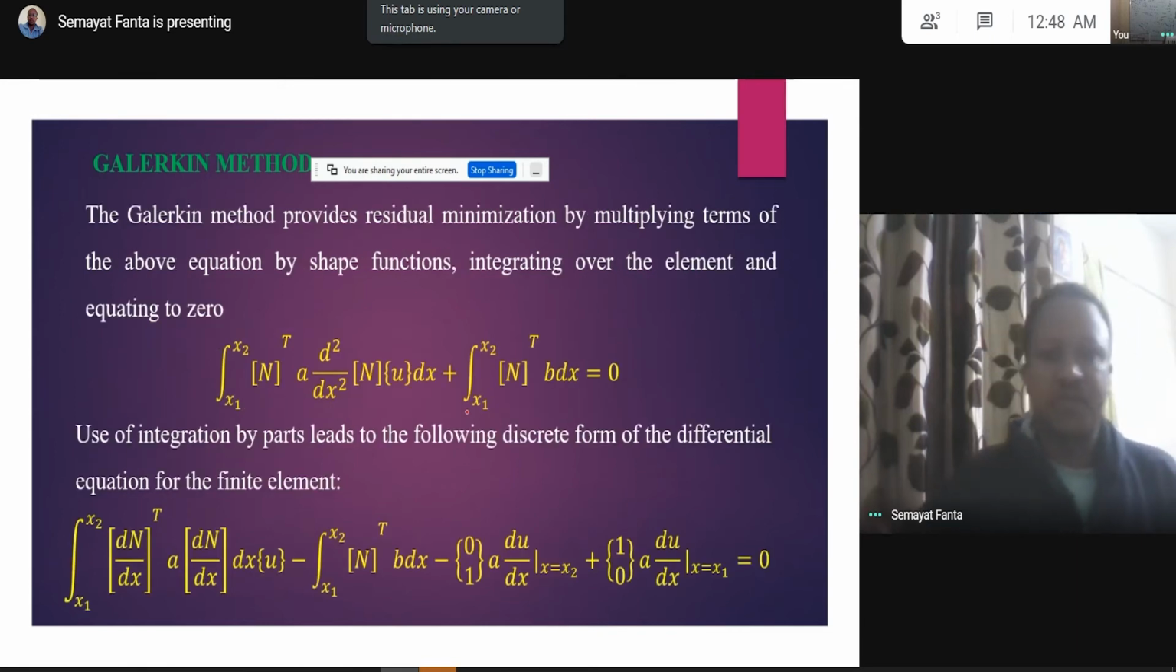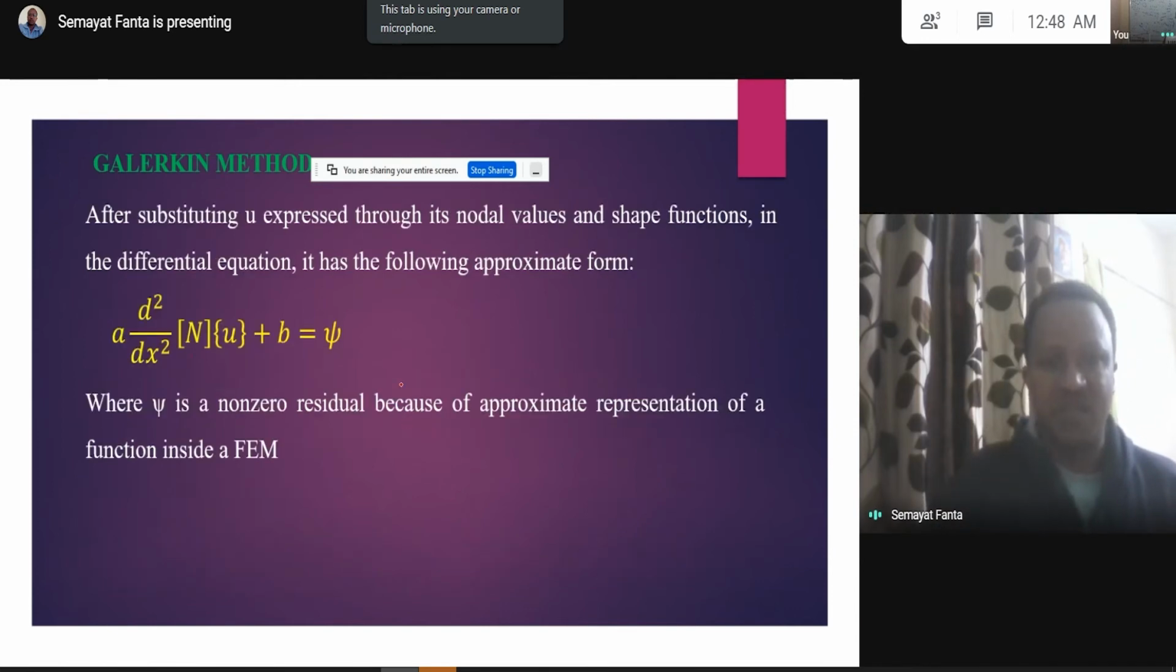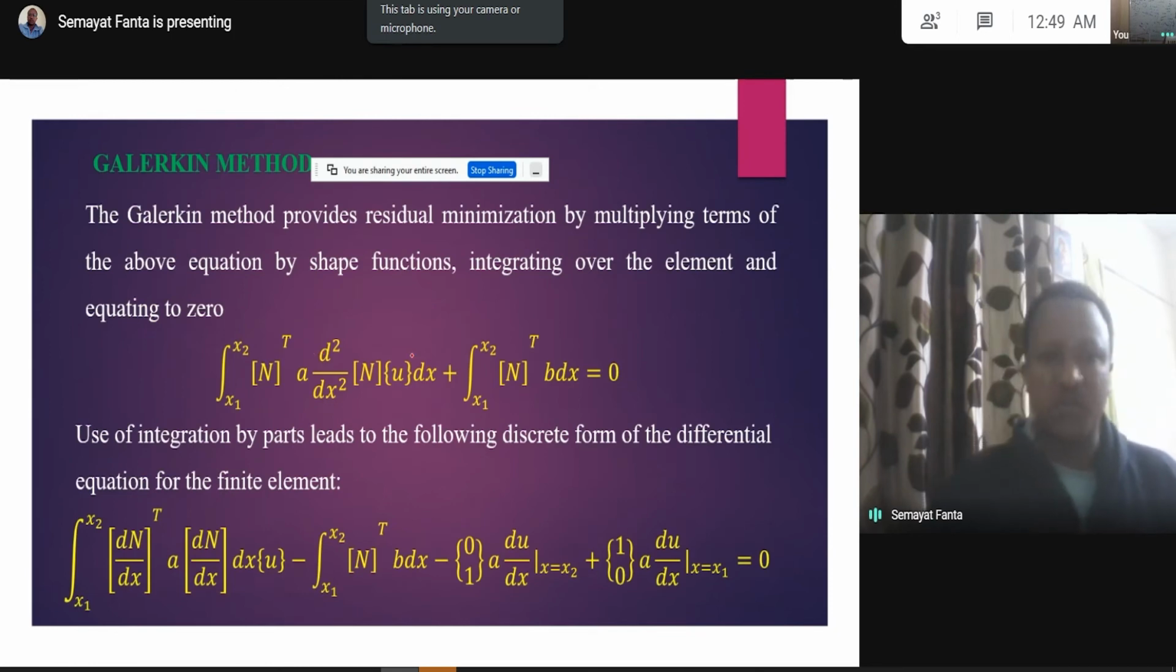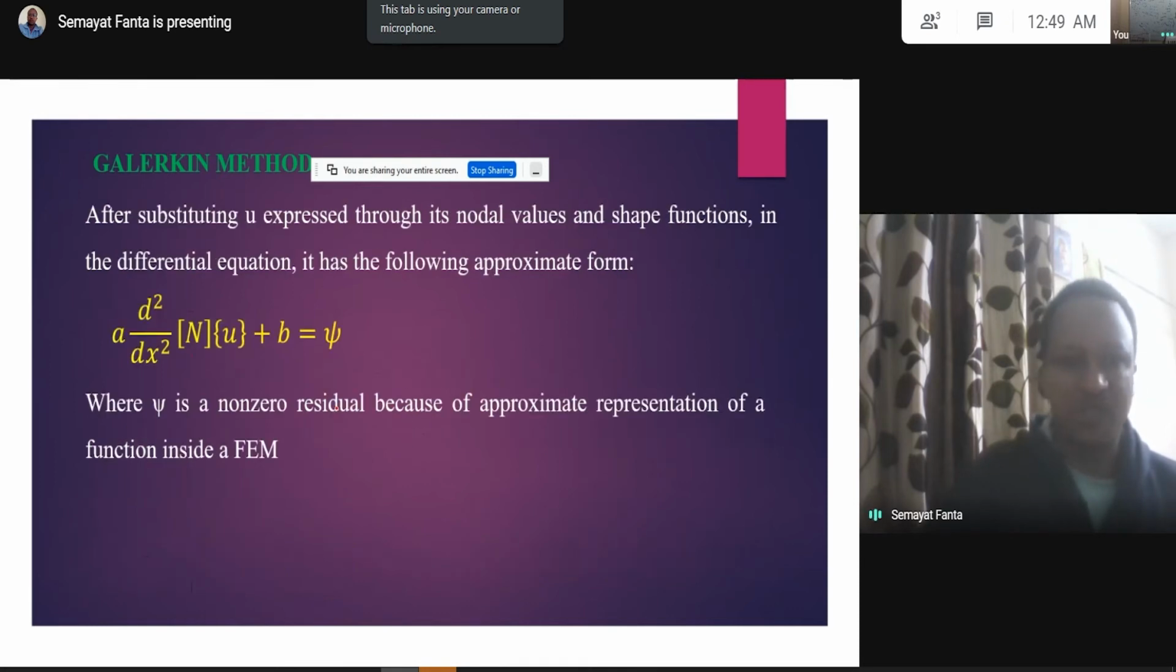So the Galerkin method provides residual minimization. This residual function will be minimized using integration by parts. We have to minimize it. So multiplying the terms of the above equation by N transpose on both sides, it is integrated within the range of x1 to x2. Okay, so this equation.